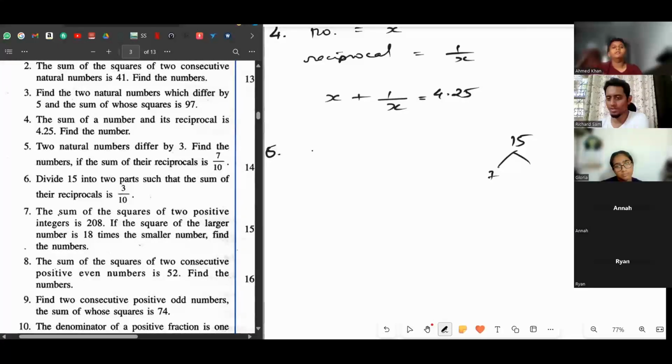Okay, 10 and 5. So we saw 7 and 8. We saw 7.5. Okay, I'm not writing that. Then we saw 10 and 5. Anyway, any other way to divide it into two parts?